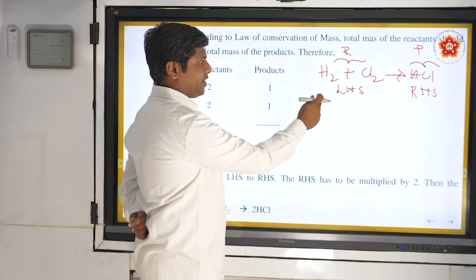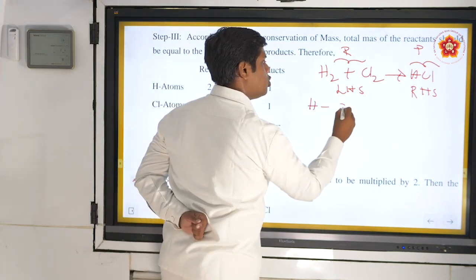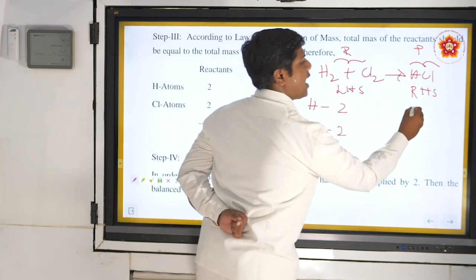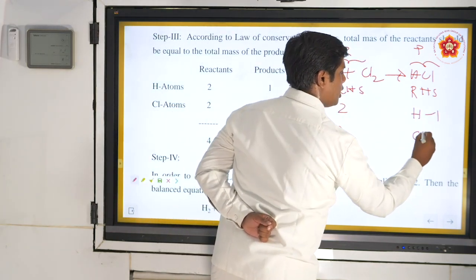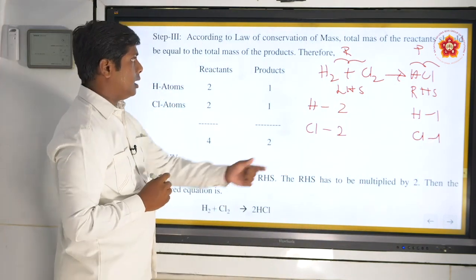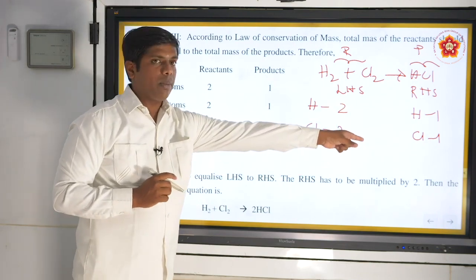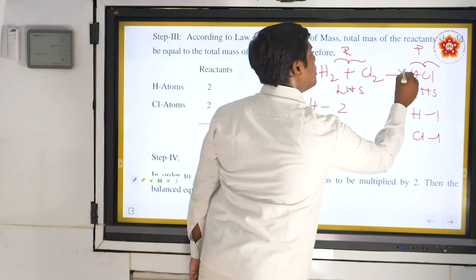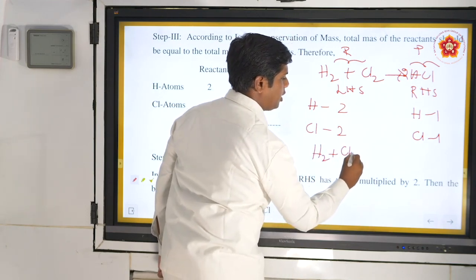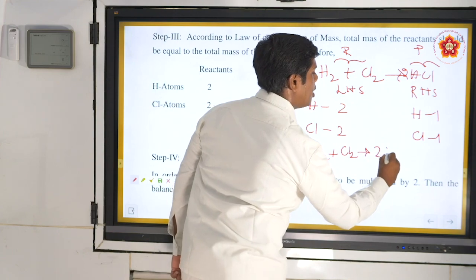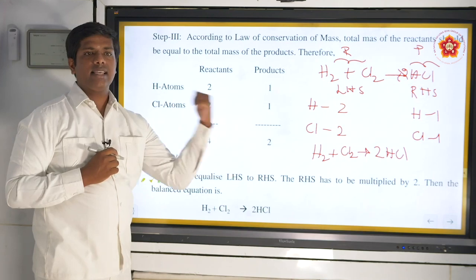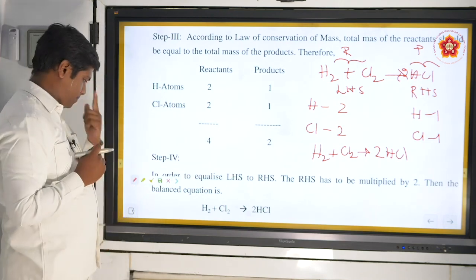In the left hand side, hydrogen has 2 atoms, chlorine has 2 atoms. In the right hand side, hydrogen is formed with 1 atom, chlorine is formed with 1 atom. In order to equalize LHS, RHS has to be multiplied with 2. Then the overall equation is H2 plus Cl2 gives rise to 2HCl. This is the overall balancing of a chemical equation.